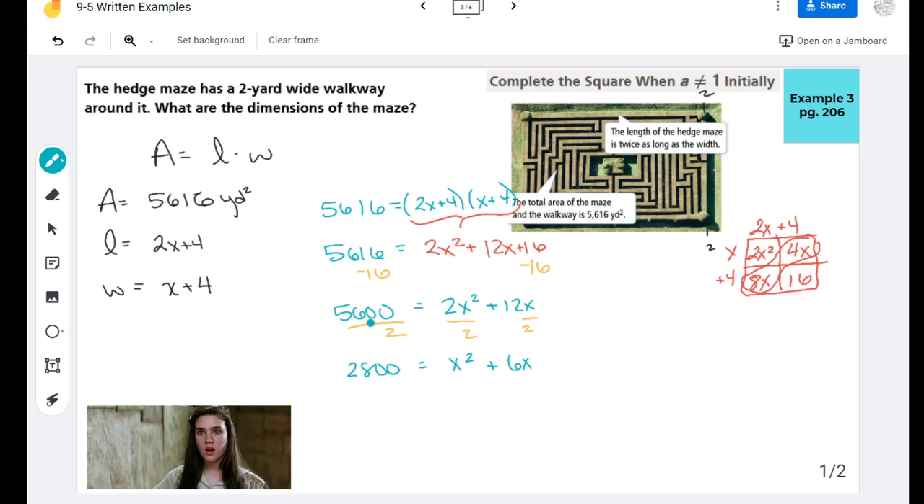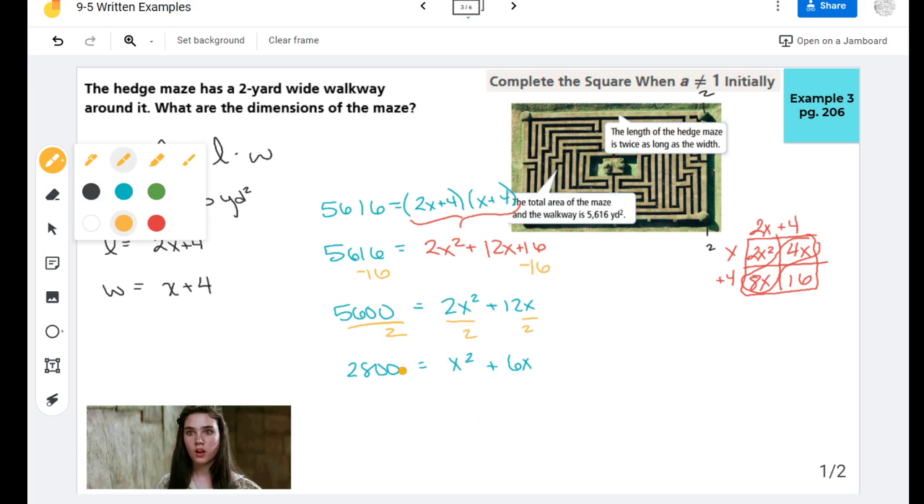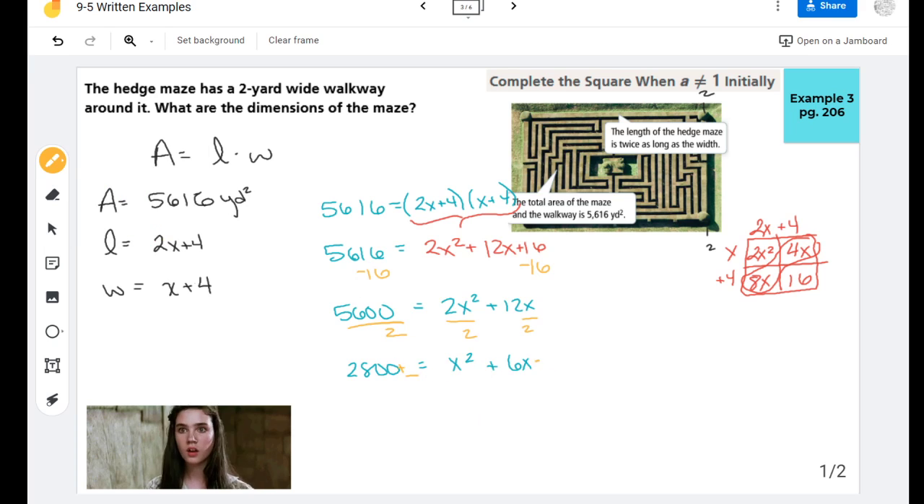And so now we can complete the square, right? I can add some kind of value that's going to turn that right-hand side into a perfect square trinomial. So I'm going to take that b value, divide it by 2, and then I square that to get 9. And so that is what I'm going to be adding to each side of the equation.